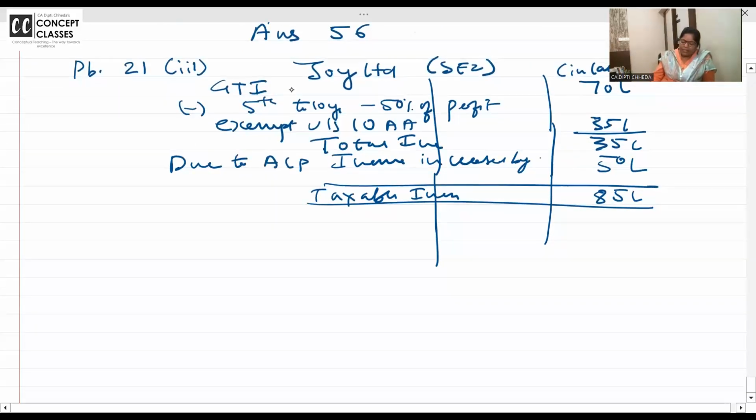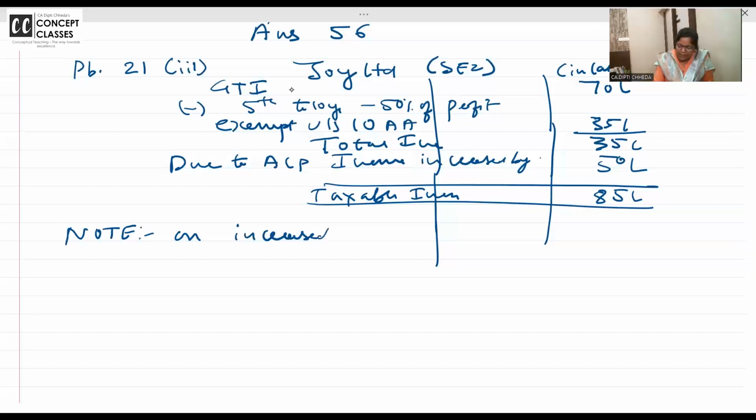Gross total income was 70, so we subtracted 50%, total income came. Increase the total income. So on the increased income, will you get, write down the note. On increased income, rupees 50 lakhs. On increased income, rupees 50 lakhs. No section 10AA deduction.